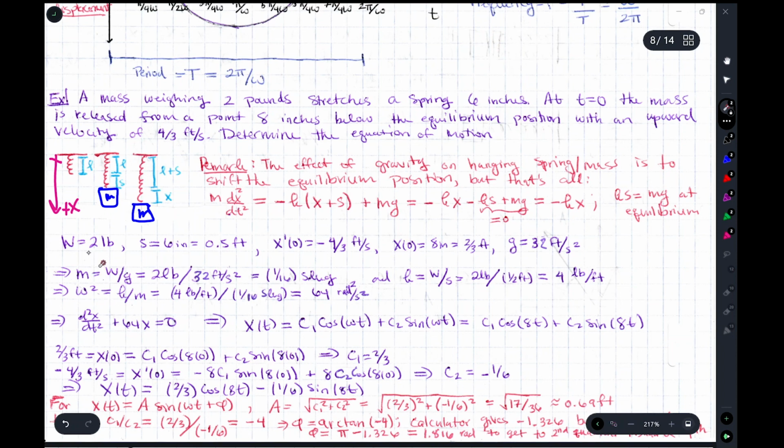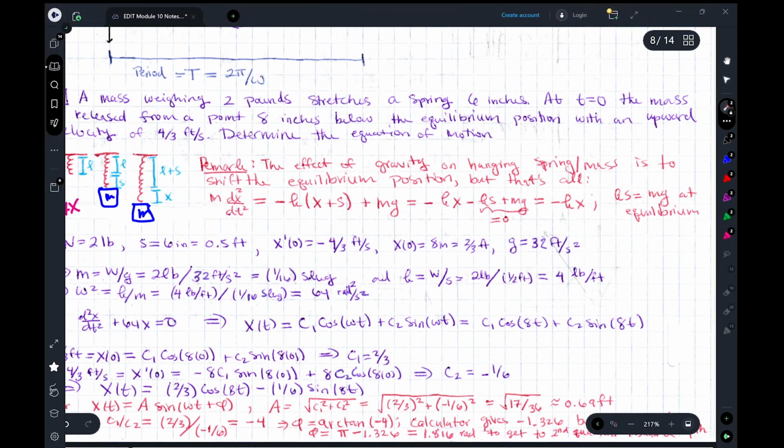Okay. So let's extract the parameters from the word problem. The weight is 2 pounds of this mass. It stretches half of a foot, or 6 inches, at equilibrium. That's implicitly understood there. The initial speed is upward at 4/3 feet per second. There, upward. And why is that negative then? Well, it's because we're taking the plus x to be down.